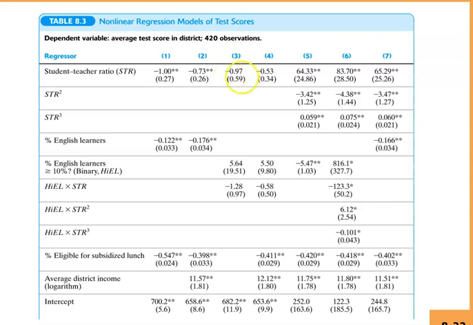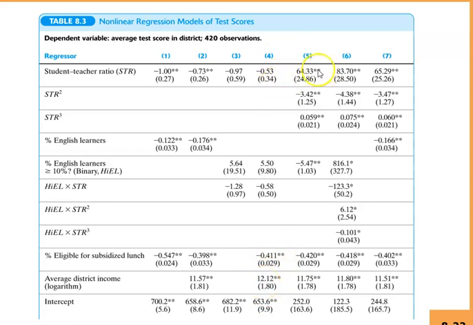So we can move on to our fourth specification, in which we are also including all the other control variables, meaning the subsidized lunch control variable and the average district income control variable. But then again, this also does not show a significant relationship between student-teacher ratio and test scores, although the control variables that we have introduced are significant at the 1% level of significance.